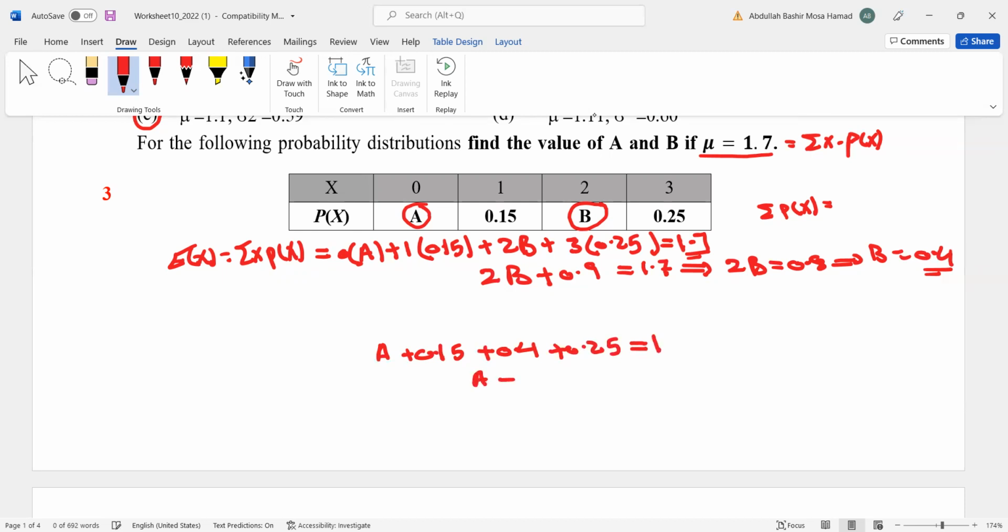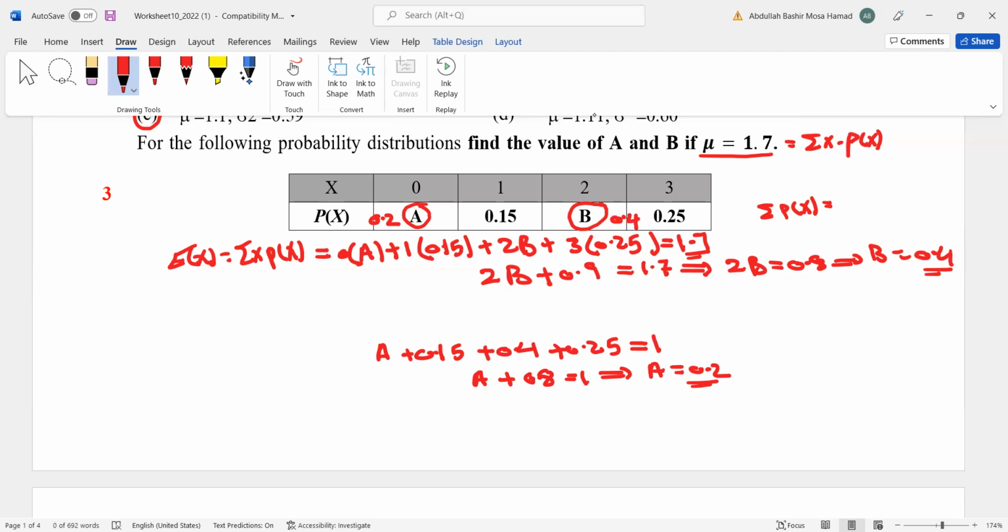So A plus 0.15 plus 0.4 is 0.55, plus 0.25 is 0.8, right? So A plus 0.8 equals 1. This means A equals 0.2.